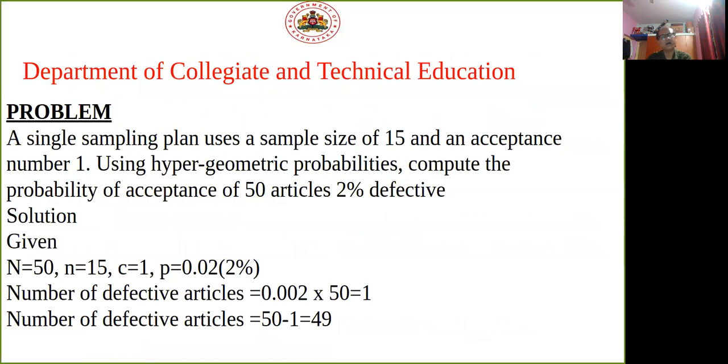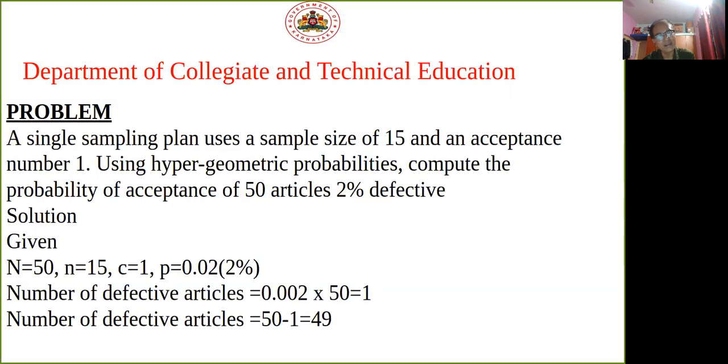Now we'll go for some problems. A single sampling plan uses a sample size of 15 and an acceptance number of 1. Using hypergeometric probabilities, compute the probability of acceptance of 50 articles which has 2% defective. Here, the given data is that in a lot there are 50 articles, and out of the 50 articles, 15 items have been selected. That is the small n.